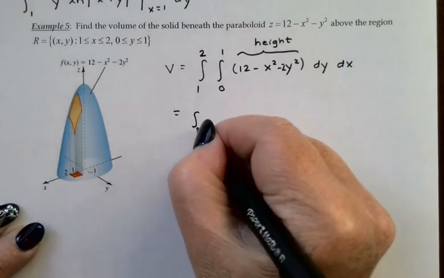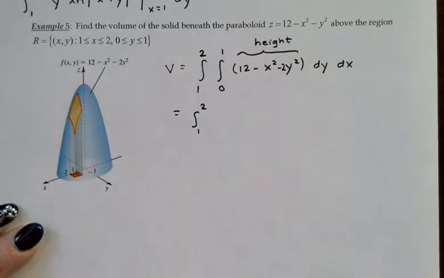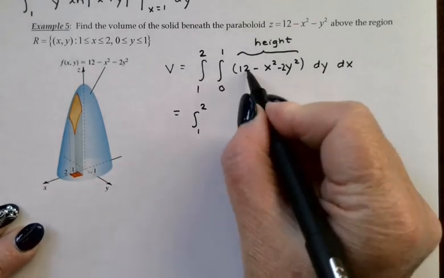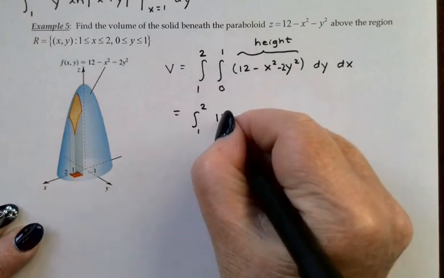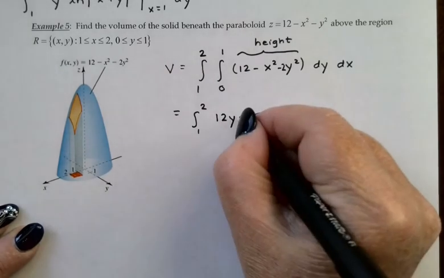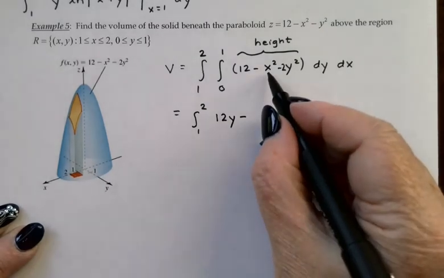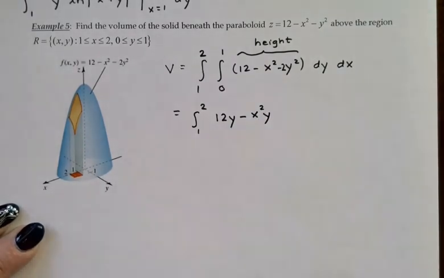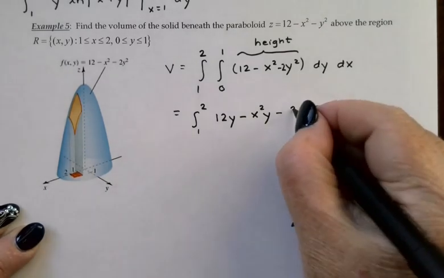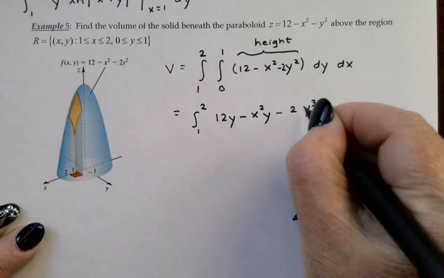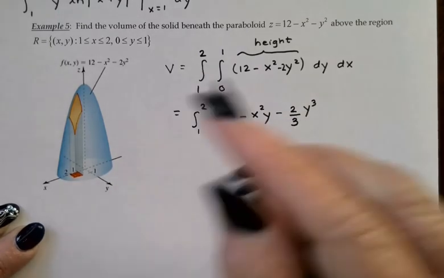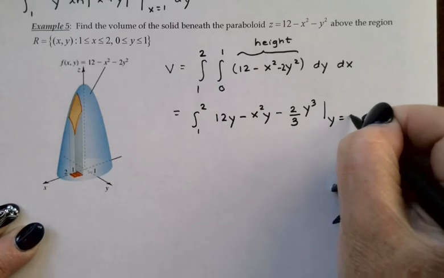All right. So I take that first integral, just save it, and then integrating dy. The constant 12 integrates to 12y minus the constant x squared times y, minus 2y cubed over 3, or 2/3 y cubed. And that goes from y equals 0 to y equals 1.